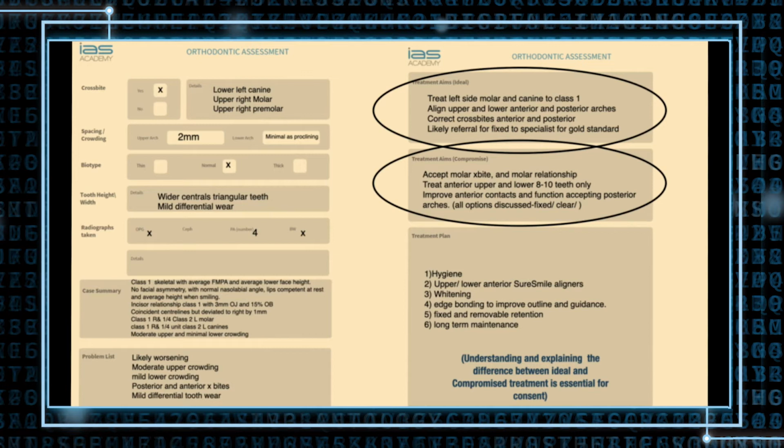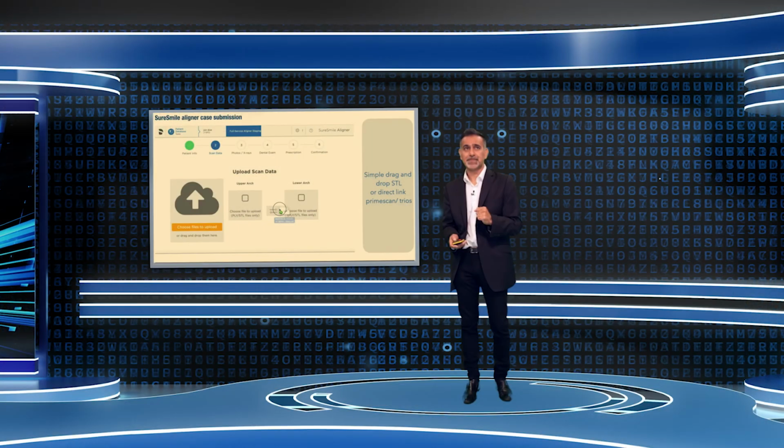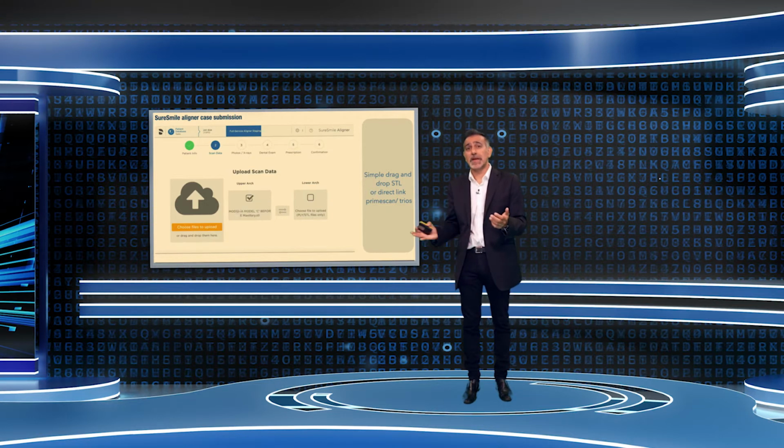Even if you move one tooth by 1 millimeter, every patient should have an ortho assessment that looks a little bit like this or is structured a little bit like this. So once we have done that and the patient is keen to go ahead, we can then submit our case through SureSmile. One really nice thing is it's very much simple drag and drop, or you can just direct link through PrimeScan or Trios, whichever you have. Drag and drop your STL files really is nice and straightforward, nothing difficult about it.